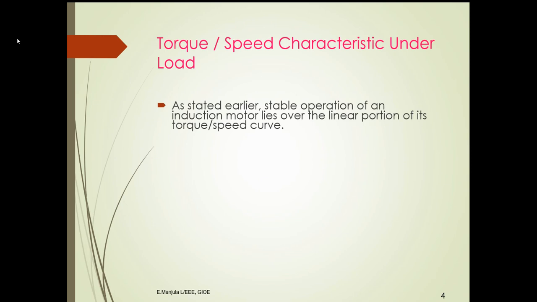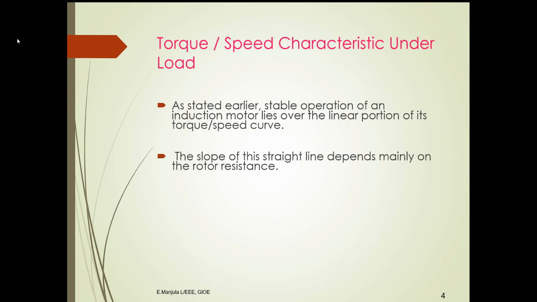As stated earlier, stable operation of an induction motor lies over the linear portion of its torque slip curve, and the slope of the straight line depends mainly on the rotor resistance. Higher the resistance, sharper the slope.